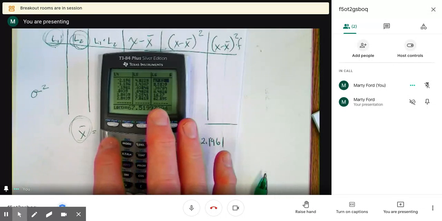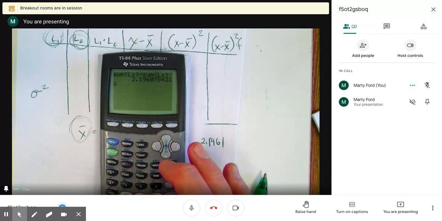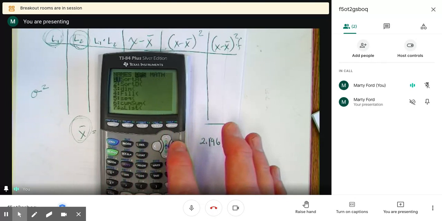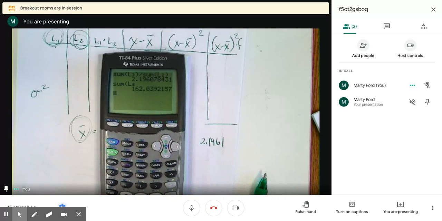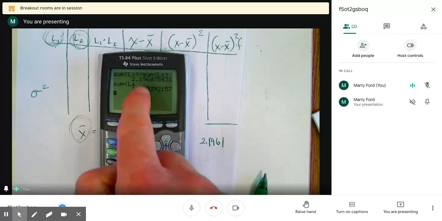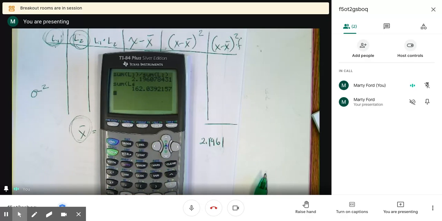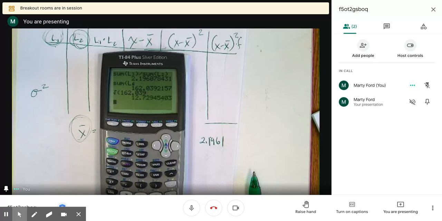okay, I'm going to go to quit, and I'm going to go back to that sum, second list, go over to sum, and I'm going to do L6, okay? And what that just gave me was, this gives me the variance. Now remember, the variance is always the standard deviation squared, okay? And what we can do is we just go do the square root of that number, which is 162.039. Okay.